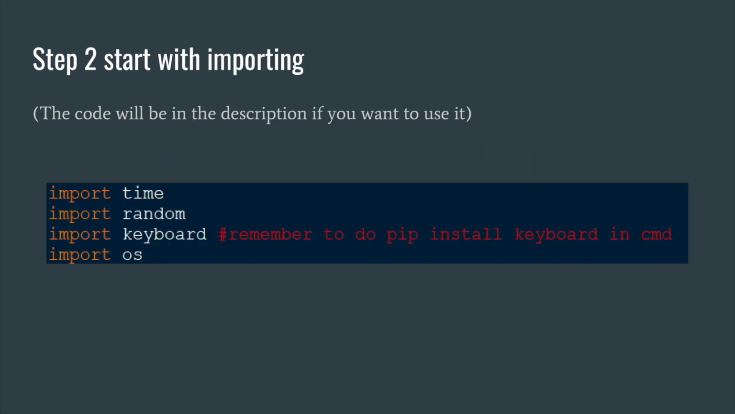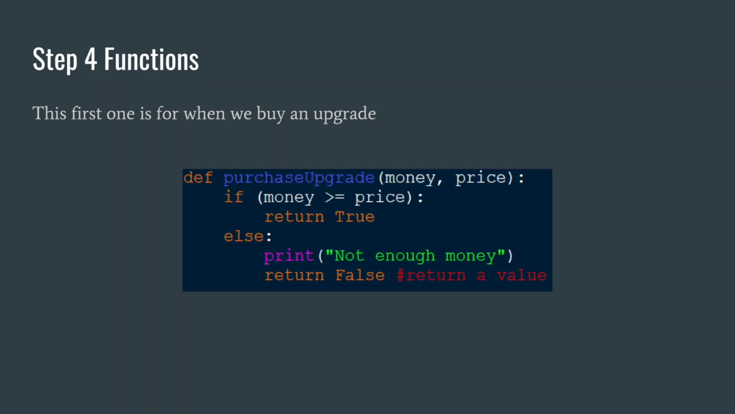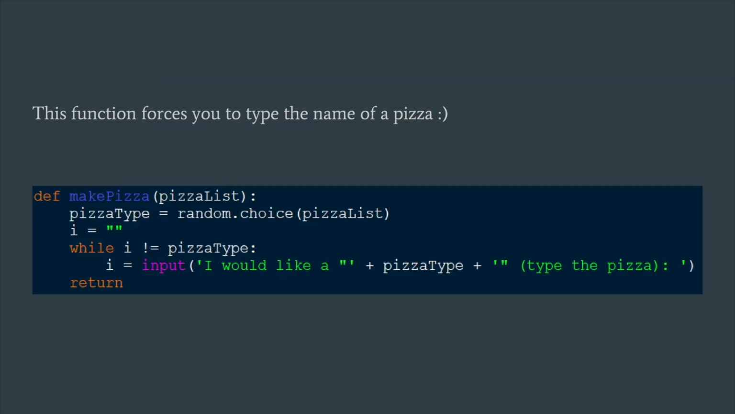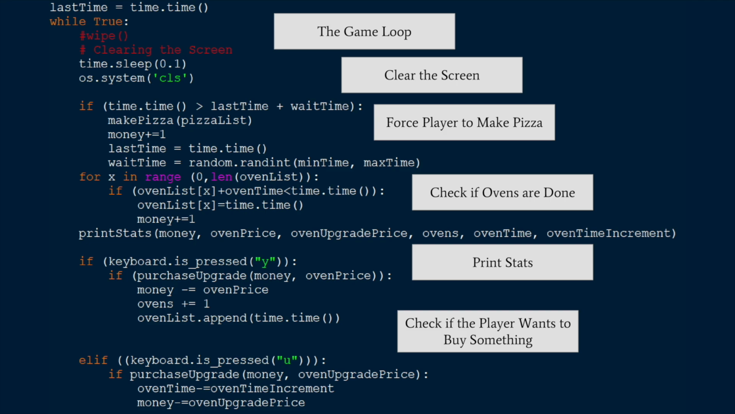Onward! We get the necessary libraries, establish the necessary variables, make functions for purchasing upgrades, displaying statistics, and making pizza, and finally make the game loop. The full game is in the description, do what you will with it.